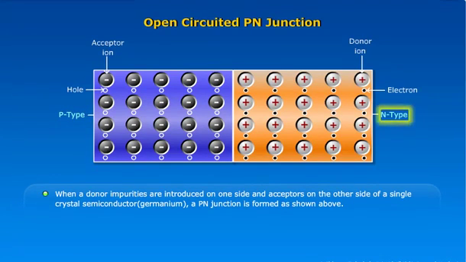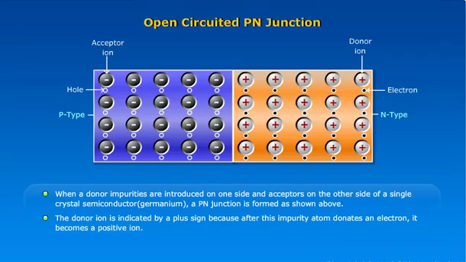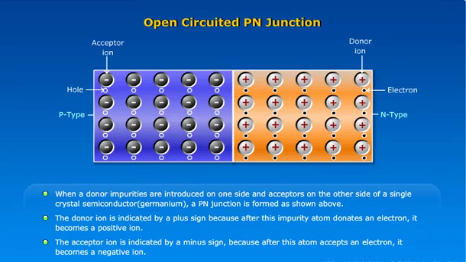Impurities are introduced, donors on one side and acceptors on the other side of a single crystal semiconductor, germanium. A p-n junction is formed as shown above. The donor ion is indicated by a plus sign because after this impurity atom donates an electron, it becomes a positive ion. The acceptor ion is indicated by a minus sign because after this atom accepts an electron, it becomes a negative ion.